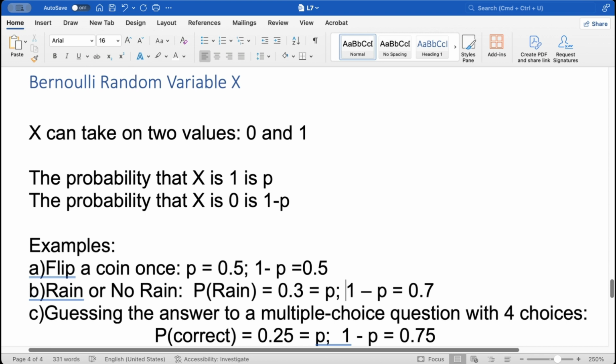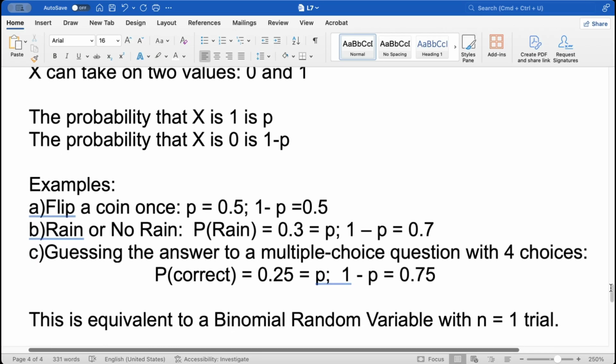So you can view a Bernoulli random variable as the starting point to a binomial. It's essentially the case where n equals 1. One trial in a binomial random variable. We can view a Bernoulli in that light. Again, we're going to more formally discuss random variables, Bernoulli, binomial, among others, in the coming lessons.